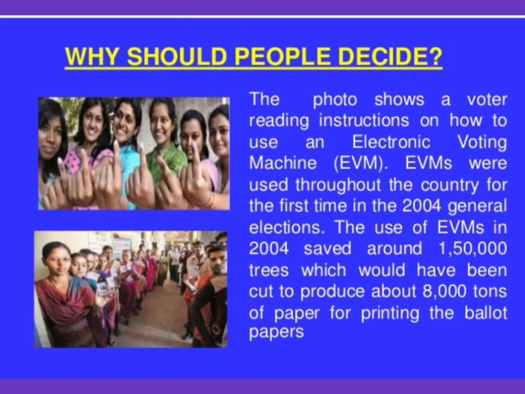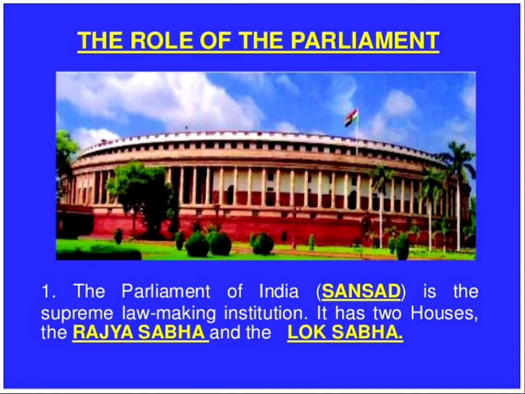You know what? Electronic voting machines are now used throughout the country, but the first time they were used was in 2004, and it saved 1,50,000 trees which would have been cut to produce about 8,000 tons of paper for printing the ballot papers. That's why we insist on reuse, reduce and recycling.